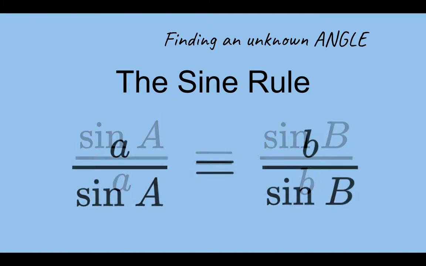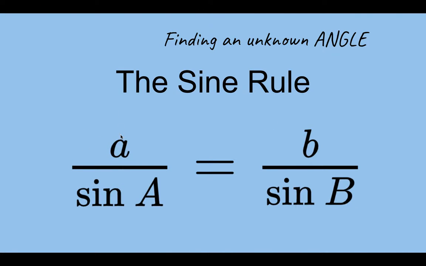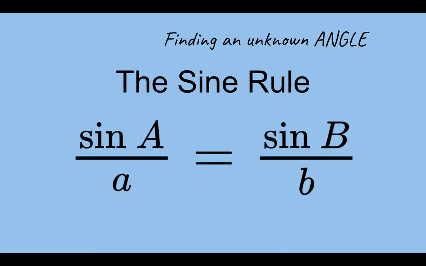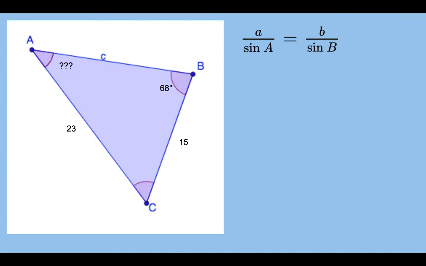So all I've done there is I've flipped the a and the sine A, and if I flip this side to make it sine A over a, I have to flip the other side to make it sine B over b. Whatever you do to one side of an equation, you have to do to the other. So that's the formula we're going to be using, and let's look at this question. We are looking to find this angle A.